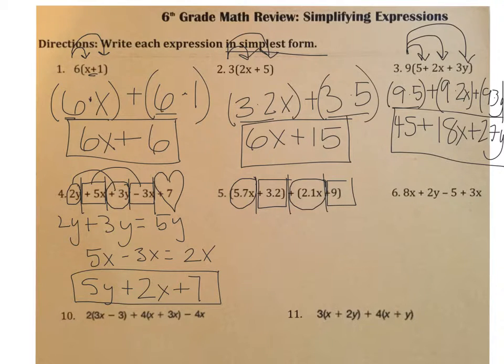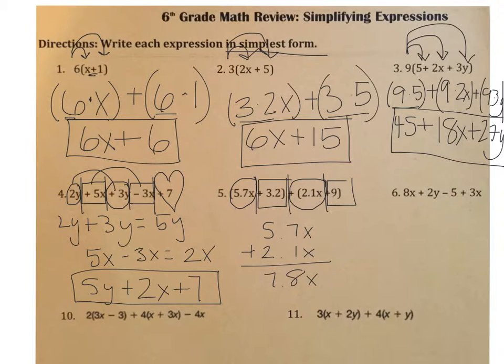Okay, so we have our 2 circles. So 5 7/10 x plus 2 1/10 x. I'm going to go ahead and put these on top of each other, line up the decimals so it's easier to add. So 7 plus 1 is 8. 5 plus 2 is 7. Bring the decimal down. So I have 7 8/10 x.